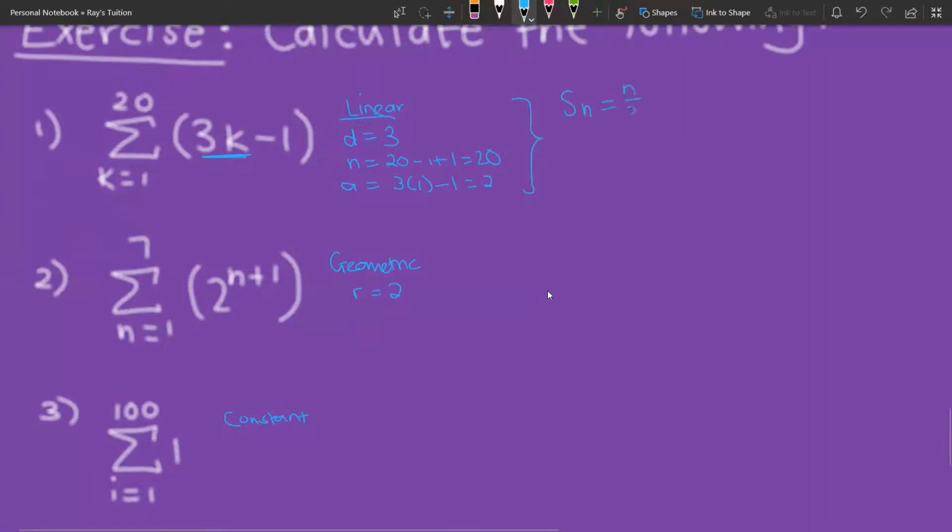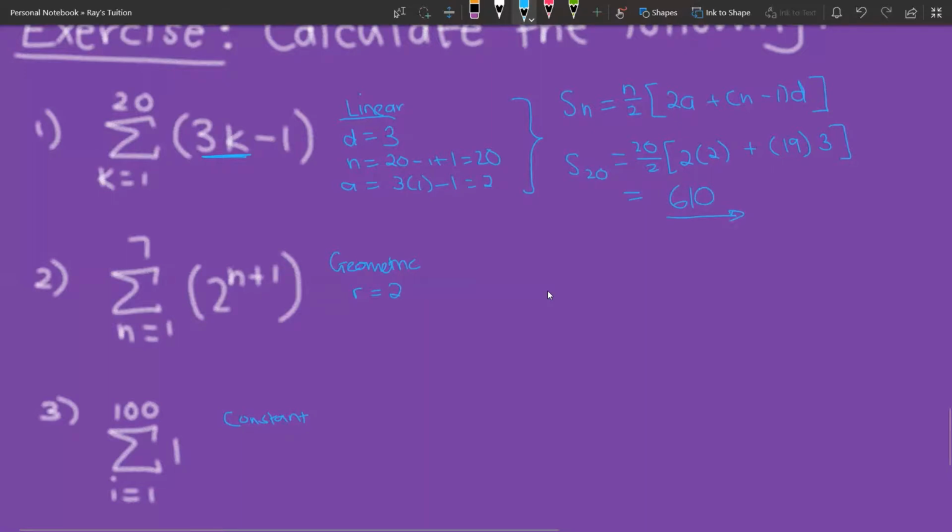S_N, using the one for an arithmetic series, is N over 2 times 2A plus N minus 1 times D. Now we substitute. We are calculating S_20, and that's 20 over 2 times 2 times A, which is 2, plus 20 minus 1, which is 19, times our common difference, which is 3. Then we can type this into our calculator, and we end up with the sum being equal to 610. So we evaluated that summation notation.